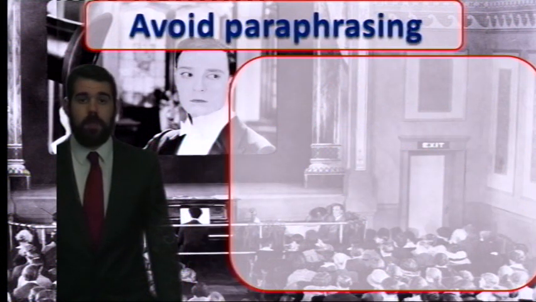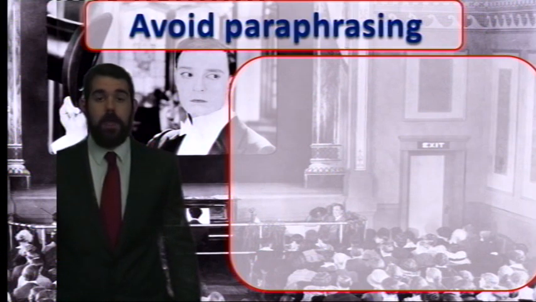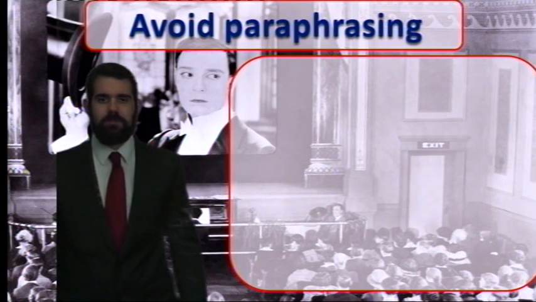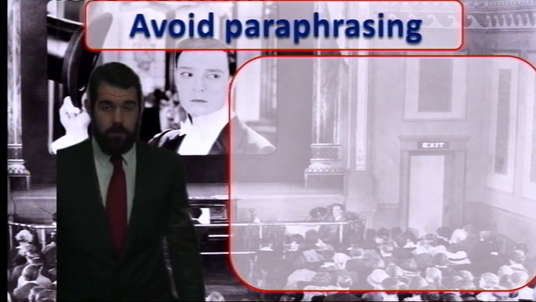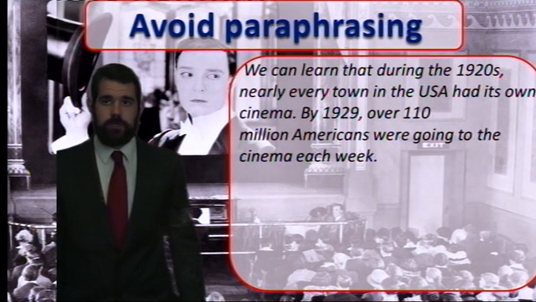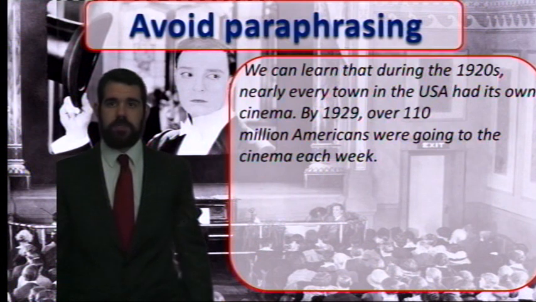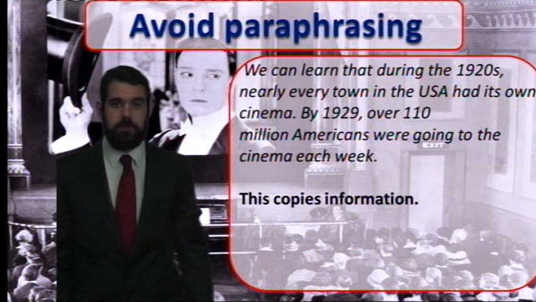What do I do? I must make sure that I avoid paraphrasing. Paraphrasing means that you simply say what the source says in your own words, rather than adding anything new, rather than inferring something, okay? So if you say something like, we can learn that during the 1920s, nearly every town in the USA had its own cinema. By 1929, over 110 million Americans were going to the cinema every week. That's just what the source says. That's not giving you anything extra.